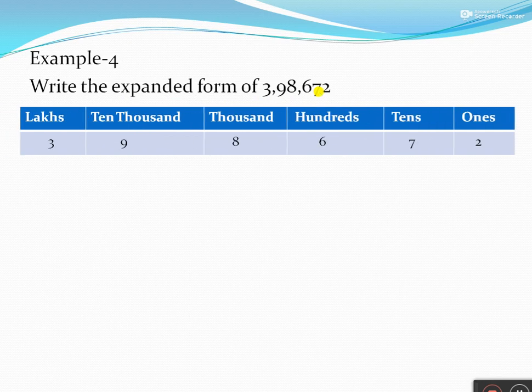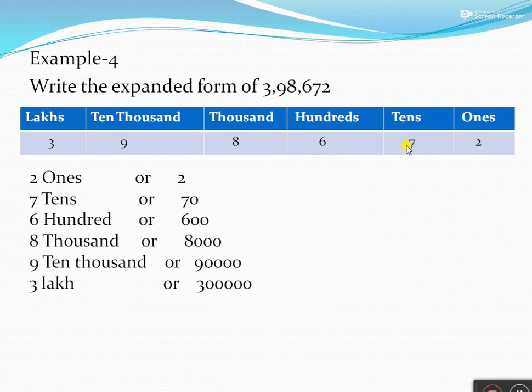Another example. Write the expanded form of 3,98,672. First we have to make a place value chart. So I have written the place values also. 2 is in the ones place, 7 in the tens place, 6 in the hundreds place, 8 in the thousands place, 9 in the 10,000s place, 3 is in the lakhs place. So 2 we multiply by 1. 2 multiplied by 1 is equal to 2, because 2 is in the ones period. 7 we multiply by 10, so 70. 600, 8,000. 9 multiplied by 10,000 is equal to 90,000. 3 lakh.